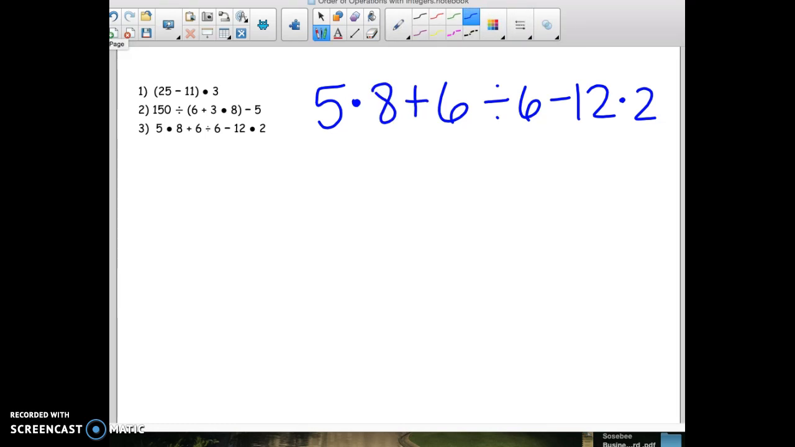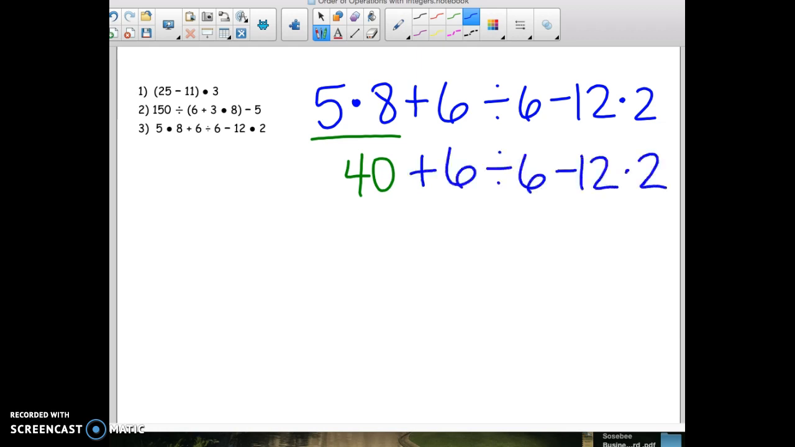Okay, so pause it, try it on your own. On this one, we don't have any parentheses, we don't have any exponents. We're just starting with 5 times 8. 5 times 8 is 40. You're going to bring down your plus, your 6 divided by 6, your minus 12 times 2.